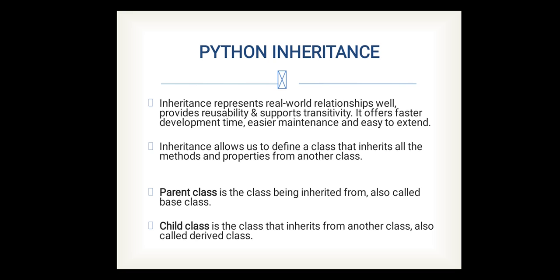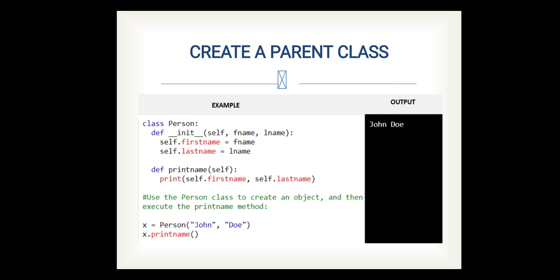Parent class is the class being inherited from, also called the base class, and child class is the class that inherits from another class, also called the derived class. See this example of how to create a parent class. So in this example I am creating a parent class, that is Person, and I am creating a constructor using the init method. Then I am creating another method, that is printname. I am collecting the first name and last name, and I am going to print the first name and last name.